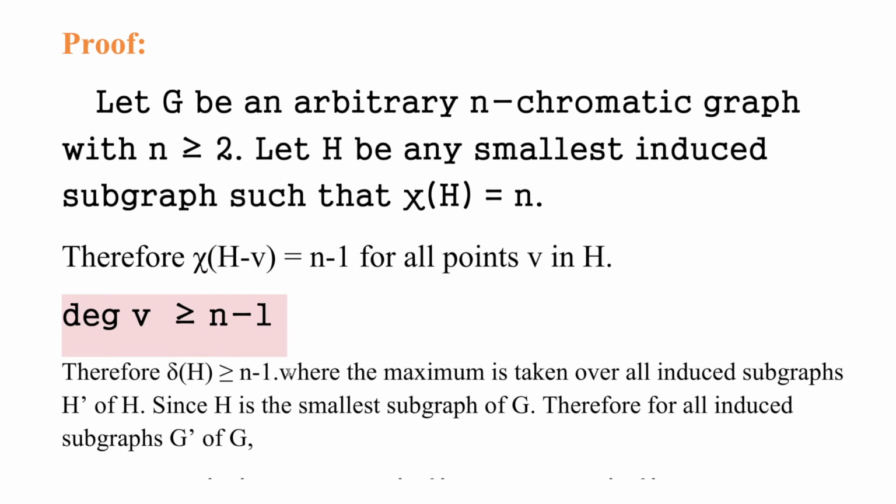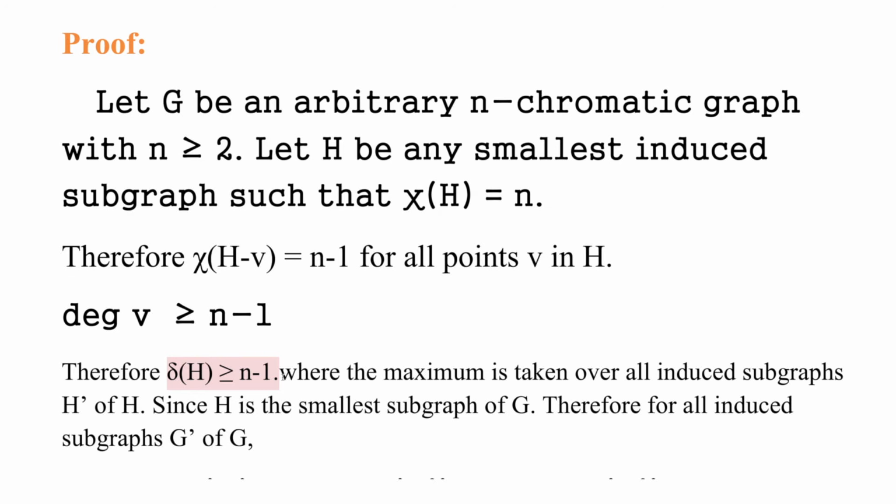Degree of V is greater than or equal to n minus 1. Therefore, the minimum degree of H, that is delta of H, is greater than or equal to n minus 1, where the maximum is taken over all induced subgraphs H dashed of H.